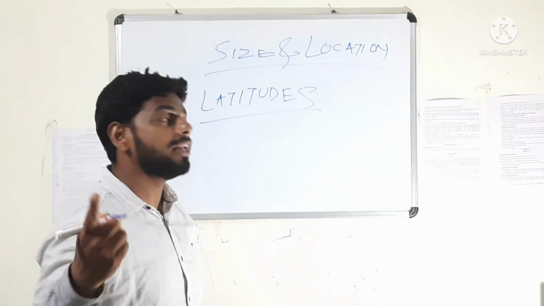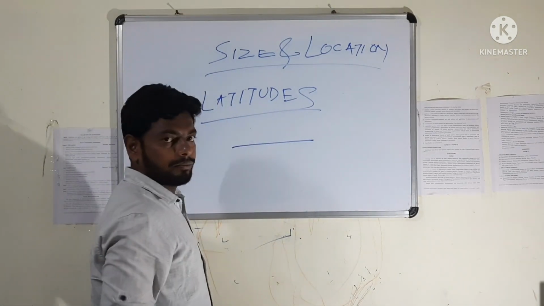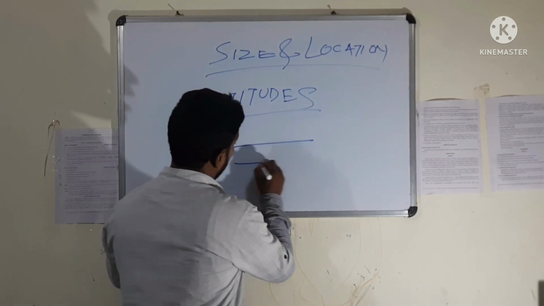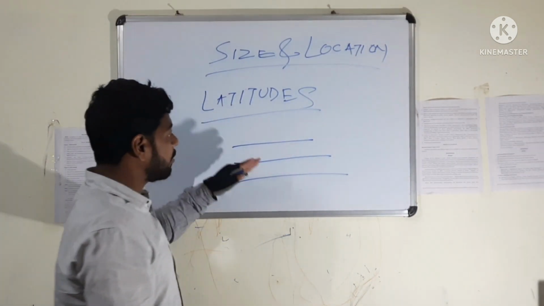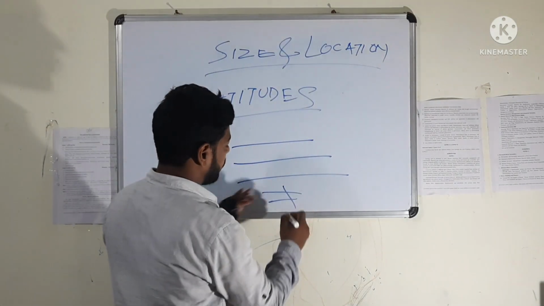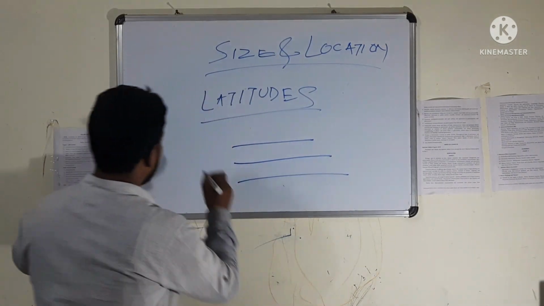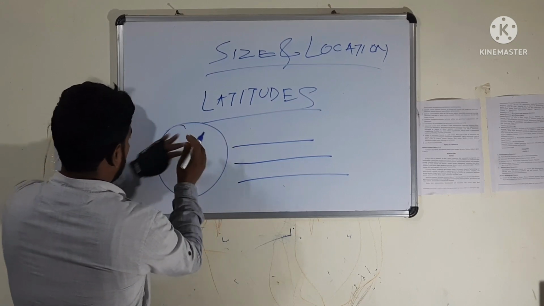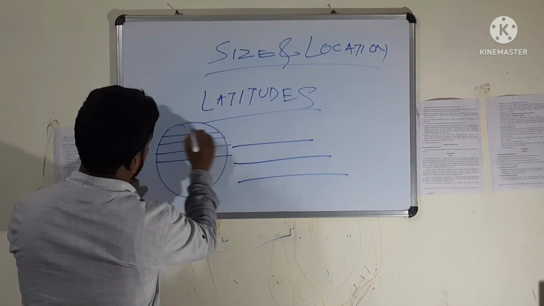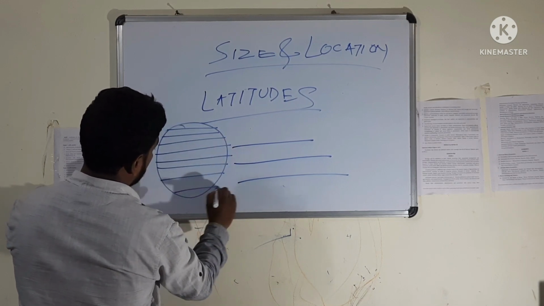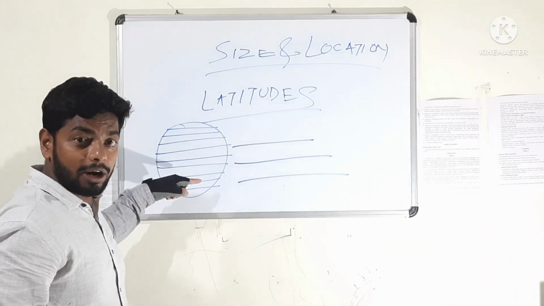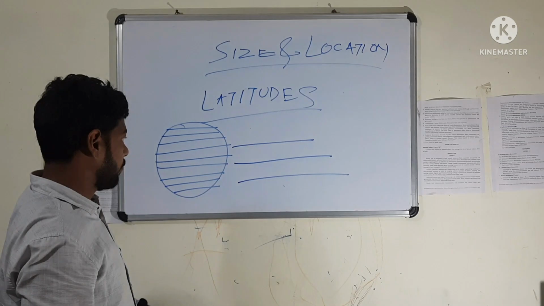Latitudes are imaginary horizontal lines, and they are parallel to one another. It means that when they extend ahead, they will not intersect. Latitudes are imaginary horizontal lines. Okay guys? What we found over here is that all these are parallel, they are not intersecting with one another.